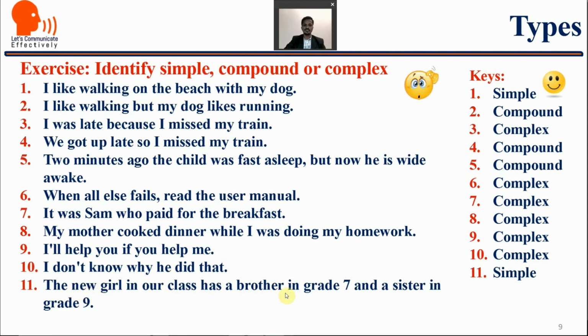The new girl in our class has a brother in grade 7 and a sister in grade 9. It is not compound because it is not connecting two independent ideas. Up to here, we do not have one independent thought, and a sister in grade 9 does not make sense by itself. So it is a simple sentence.